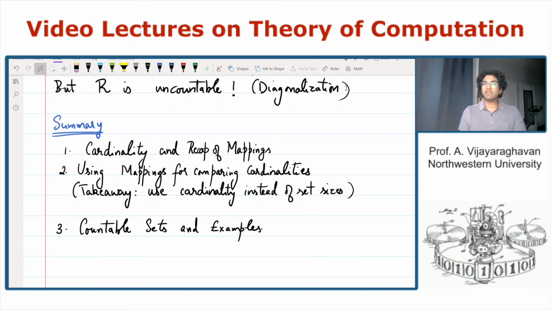In particular, we saw that rational numbers have the same cardinality as natural numbers. And in the next lecture, we're going to see why real numbers do not have the same cardinality as natural numbers. So real numbers are uncountable.